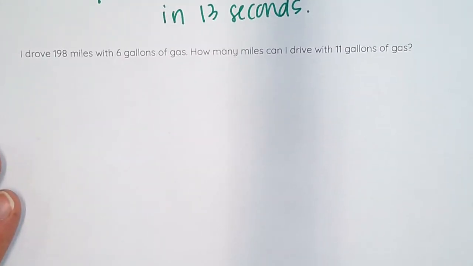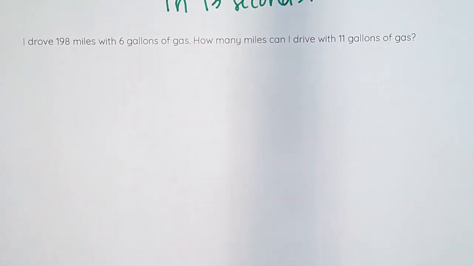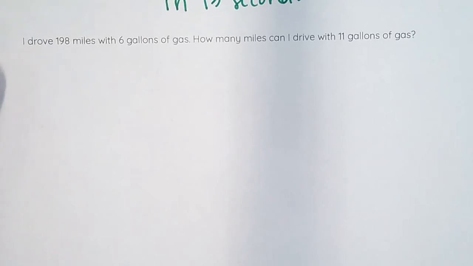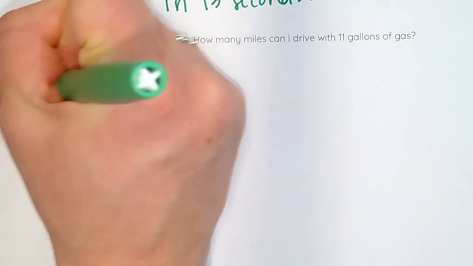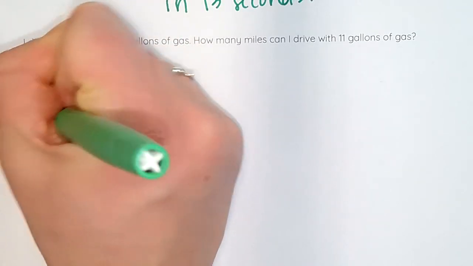It says, I drove 198 miles with 6 gallons of gas. How many miles can I drive with 11 gallons of gas? What would my word ratio be? What do I want one of here? Do I want to know how many gallons of gas it takes me to drive 1 mile? Or do I want to know how many miles I drive with 1 gallon of gas? I want to know one of gas. So my word ratio is miles over gallons.